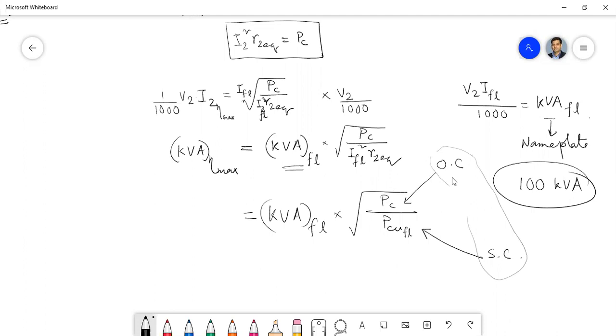Okay, so that means we need only two data, open circuit wattmeter data and short circuit wattmeter data. Because open circuit wattmeter data directly gives you the PC, and the short circuit test is done at full load current. That is the condition for the short circuit test. And the resistance you get from the short circuit test is R2EQ.